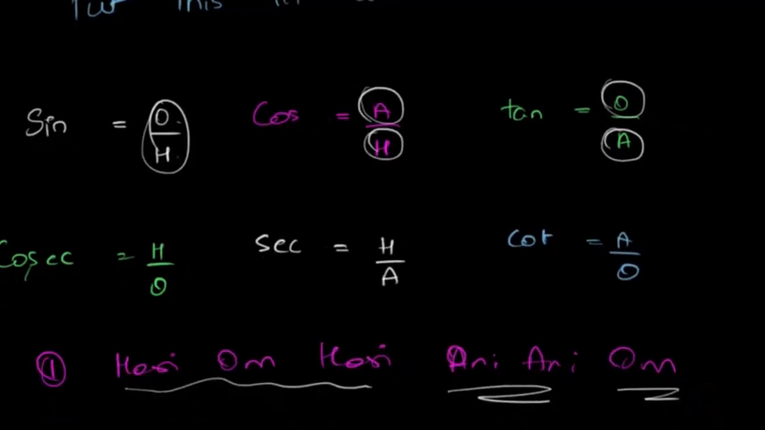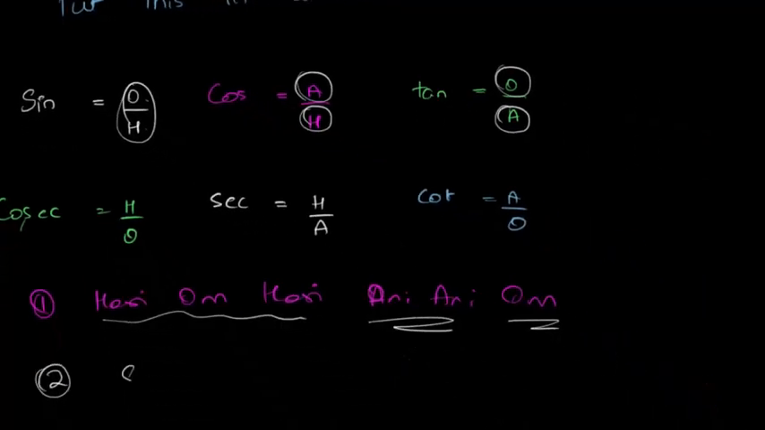There's a second way of remembering this, which is SOH CAH TOA. I pronounce it as you want; there's nothing to it. So S is equal to O by H, C is equal to A by H, T is equal to O by A. So SOH CAH TOA, and you have Hari Om, Hari, Ani Om.